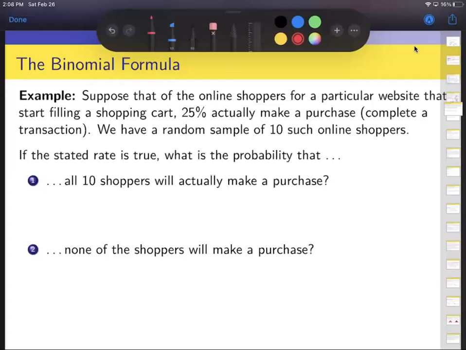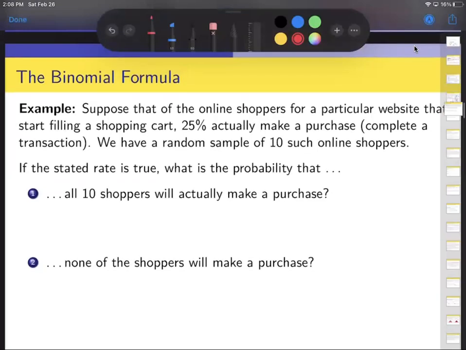Okay, so in this example, we're gonna go a little bit deeper, more like a computational kind of problem. Now, how many of you actually put things in your shopping cart but never check out? I do. Sure, some people do too. Suppose there's an online shopper for a particular website that starts filling the shopping cart. 25% actually make a purchase, meaning complete the transaction. We have a random sample of 10 such online shoppers.